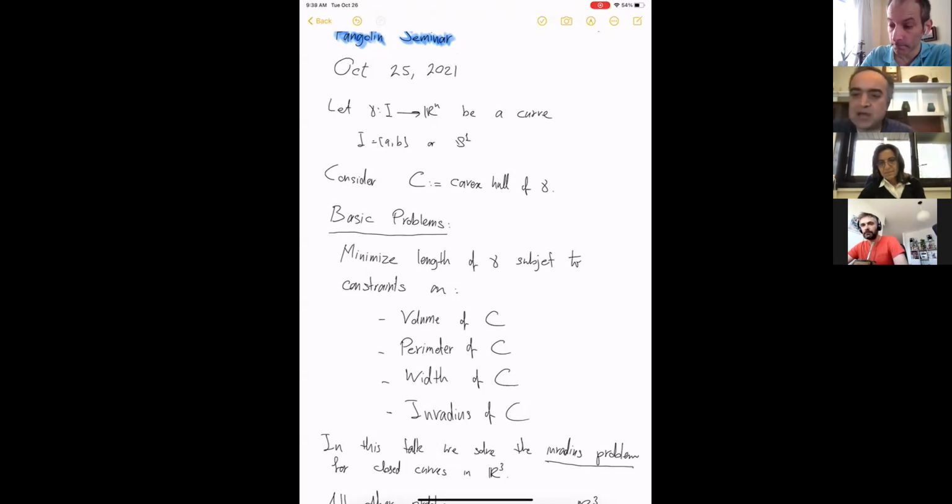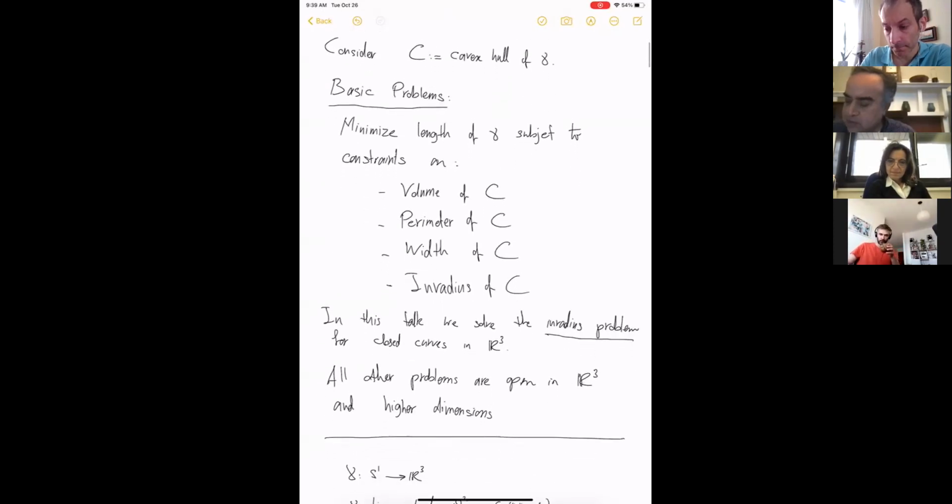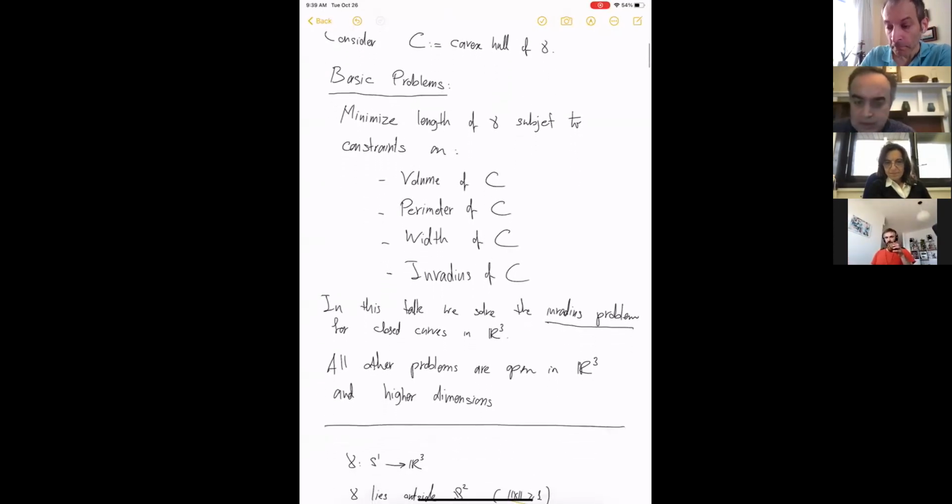Or another way to look at it is that you can, for instance, fix the inradius. So you look at all the curves whose convex hull, let's say, contains the unit sphere, and you want to minimize the length. So what is the shortest length curve whose convex hull contains the unit sphere? That's the so-called inradius problem. And this is the problem that I'm going to discuss today, the inradius problem in R^3 for closed curves. So I have a closed curve in R^3. Its convex hull contains, let's say, the unit sphere, and I want to minimize the length.